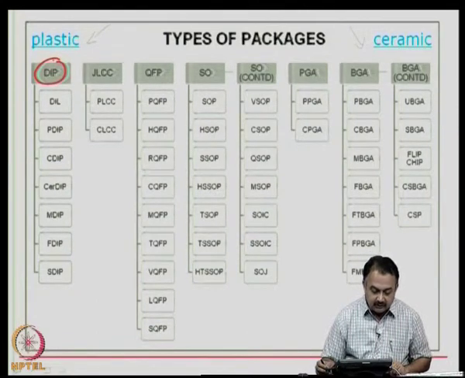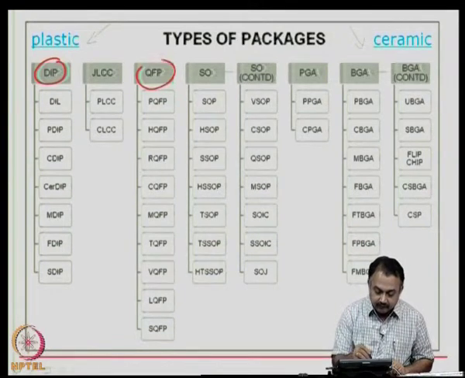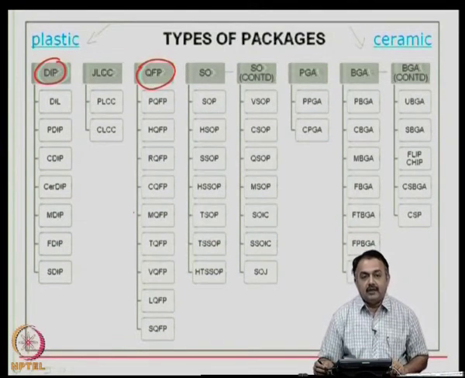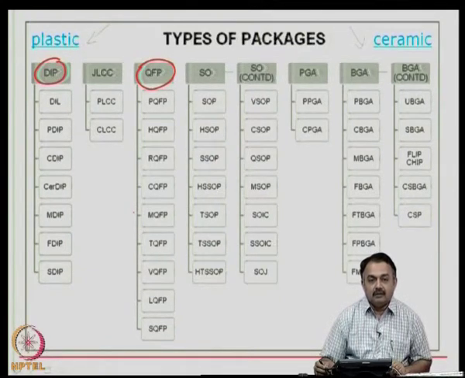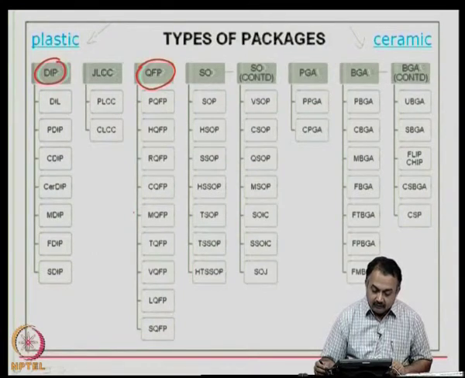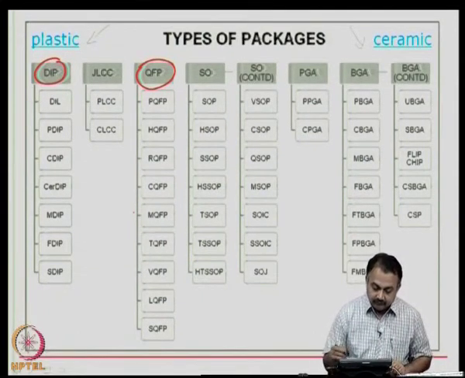Then comes the JLCC, J bend leaded chip carriers, quad flat pack. That means, when you say quad flat pack, the package consists of a quad row of pins arranged mostly symmetrically, so that it occupies the entire periphery of the package. Then you have small outline package.